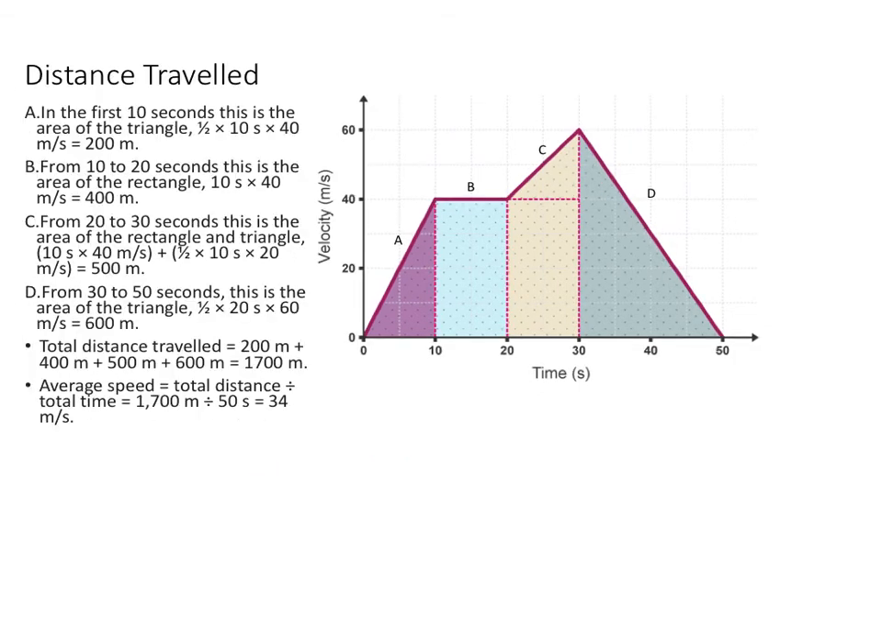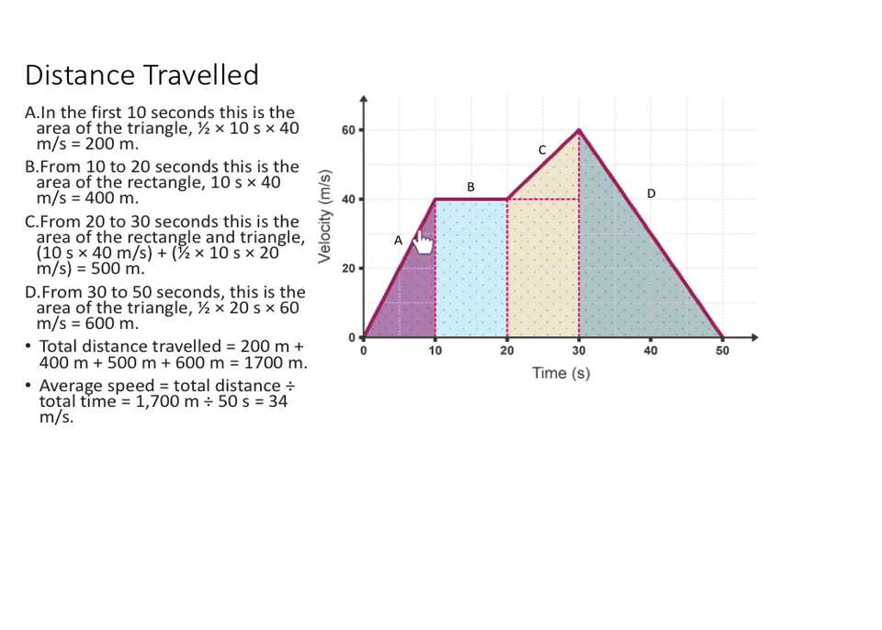All right, and now we're going to look at the distance travelled. This time we have A, B, C, and D. Again, we need to look at the time that it's taken. So for A, it's 10 seconds. Again, B is 10 seconds, C, 10 seconds, D, 20 seconds.